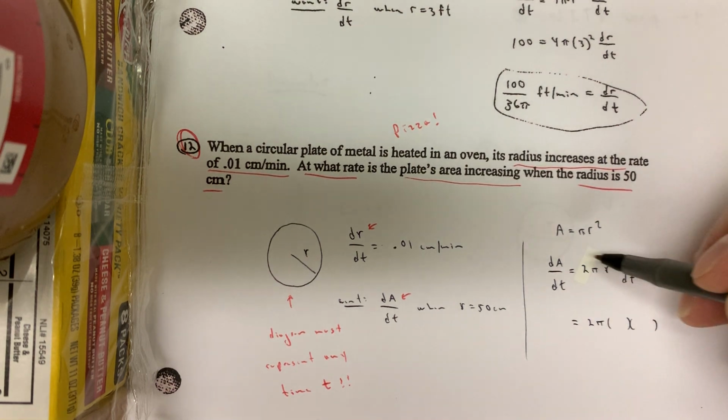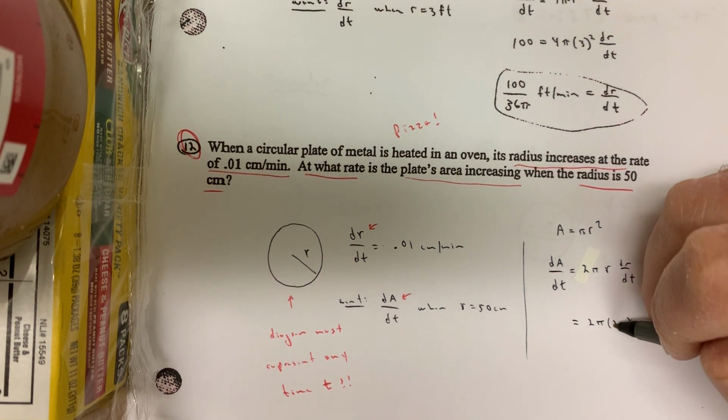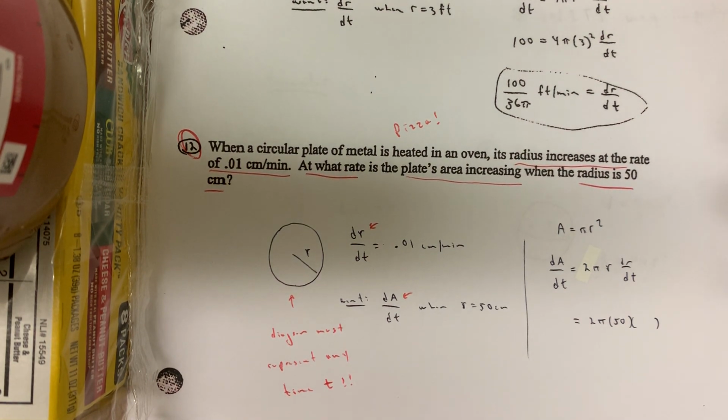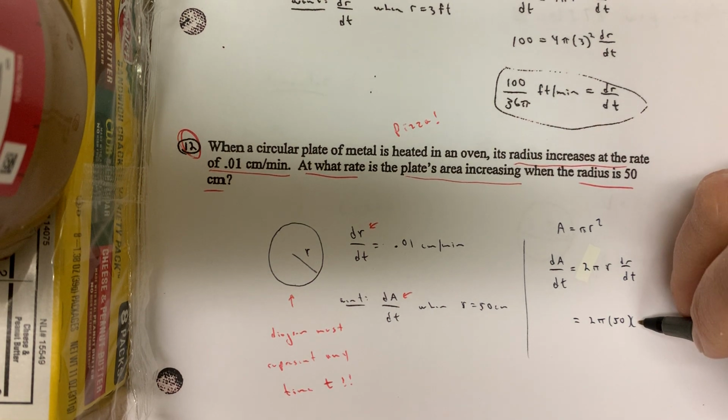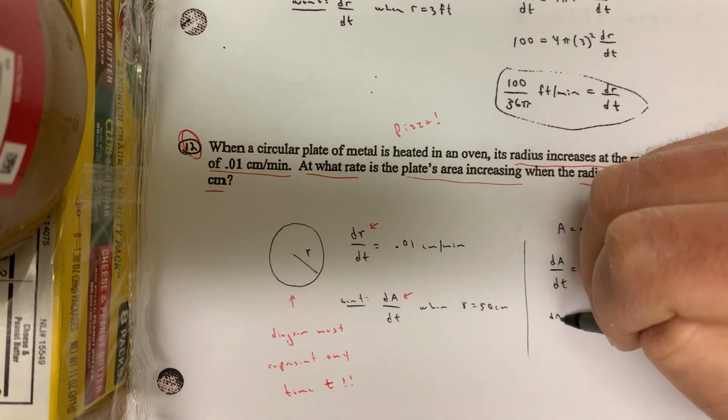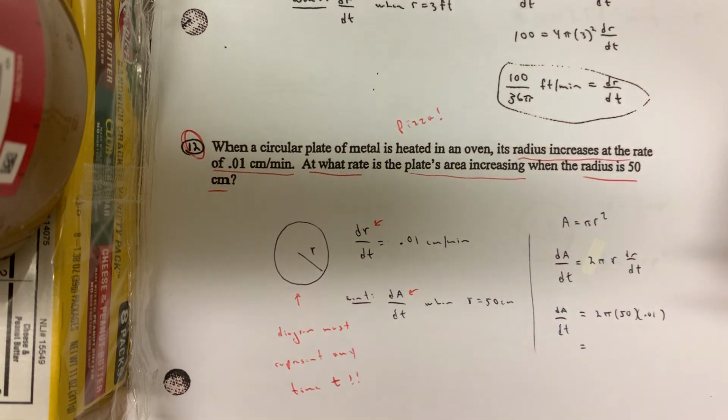The instantaneous moment I'm looking at is the moment when the radius is 50. So I label the R with a 50 right there. And then the dr over dt, put 0.01. That's dA over dt. You can still do this without a calculator.